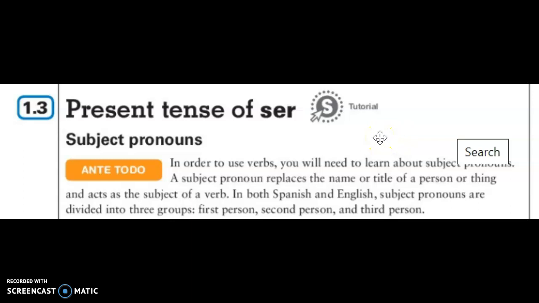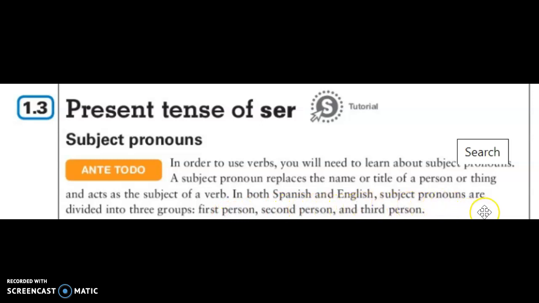A subject pronoun replaces the name or the title of a person or a thing and acts as the subject of a verb. So instead of Maria, you could say she. In both Spanish and English, subject pronouns are divided into three groups: first person, second person, and third person.